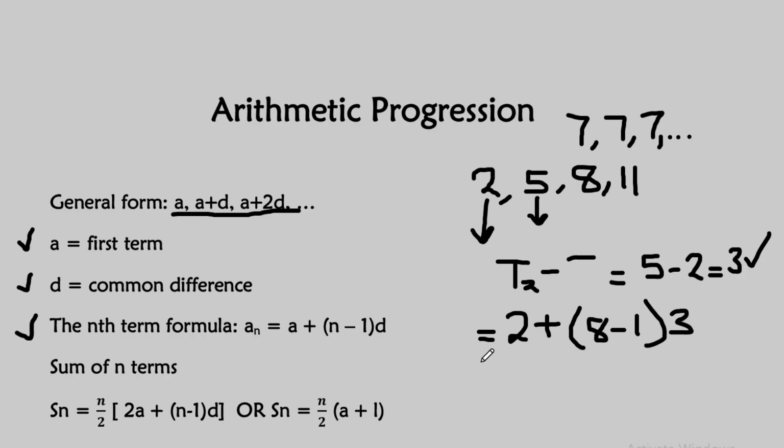And then if we go ahead to do this, we'll have 2, and then inside the bracket we'll have 8 minus 1, and 8 minus 1 should give us 7, and then we'll multiply by 3. Multiply by 3 would have 21, because 7 times 3 is 21, which means that our final answer here for the eighth term should be 23. So 23 is our nth term.